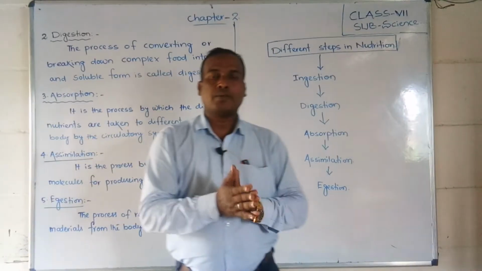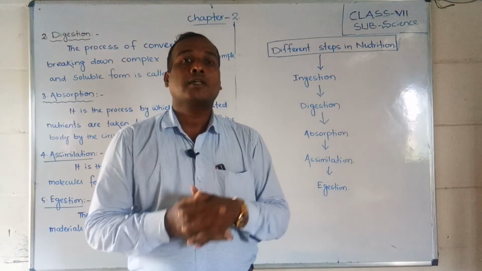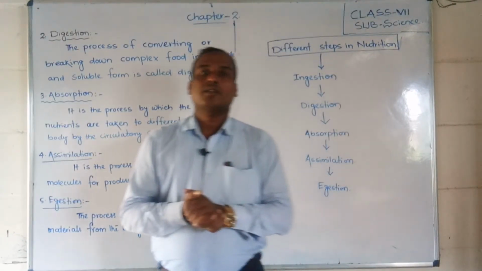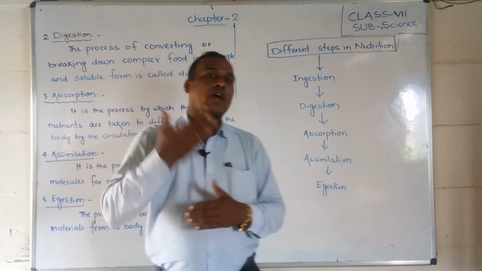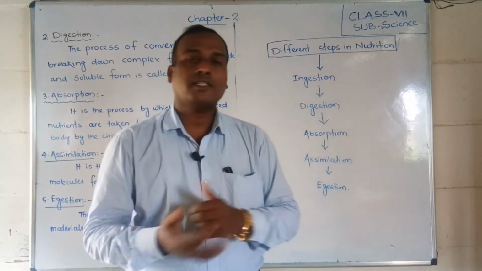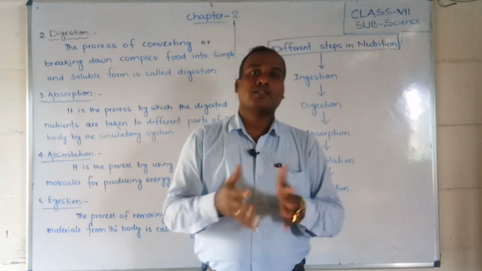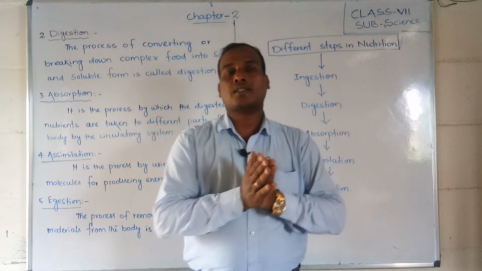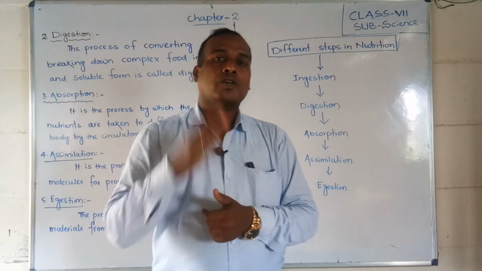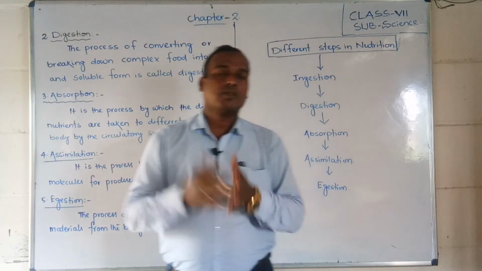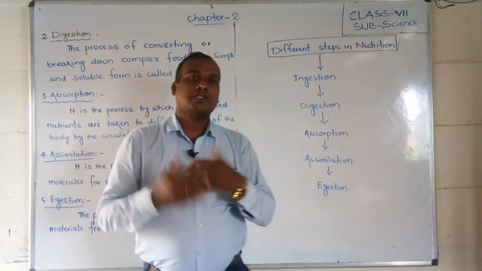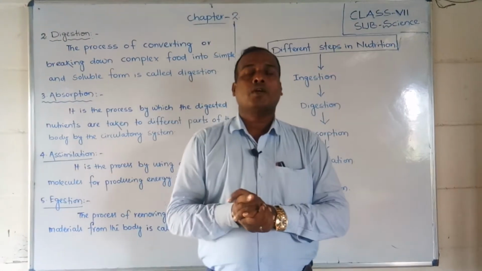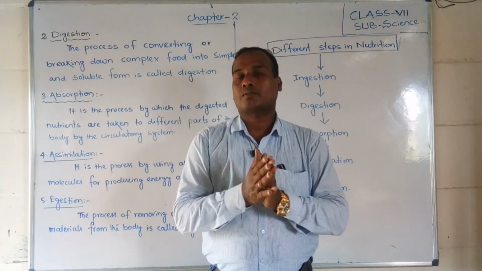In the previous video you already discussed the different steps in nutrition. Generally, there are 5 steps in which animals utilize food in the body. I already informed you in the previous classes, but once again I will remind you the 5 steps in the nutrition of animals. So what are those 5 steps?